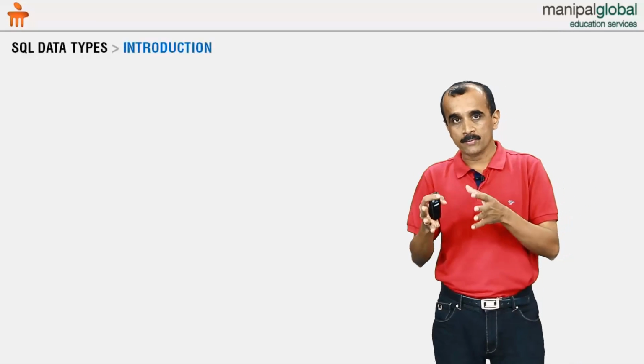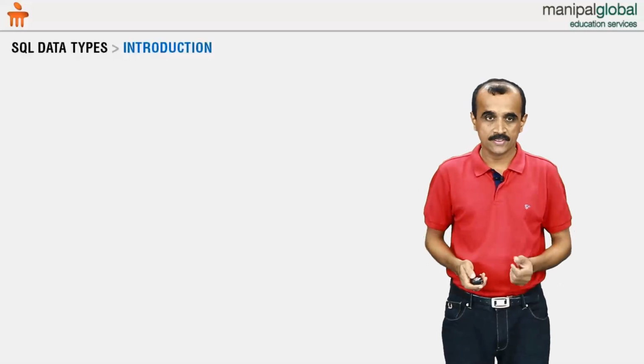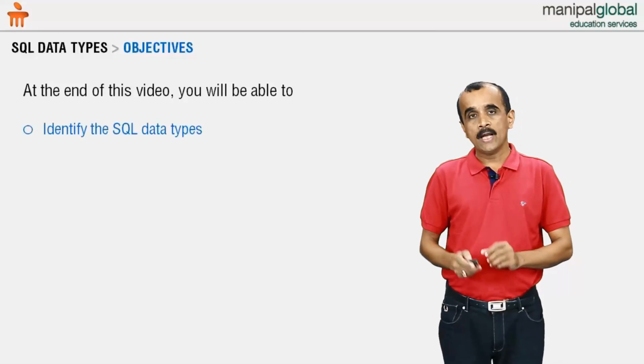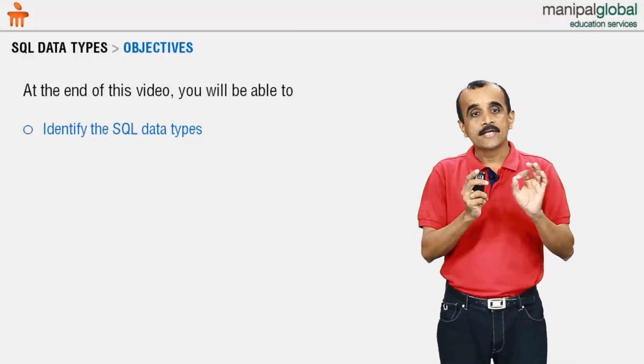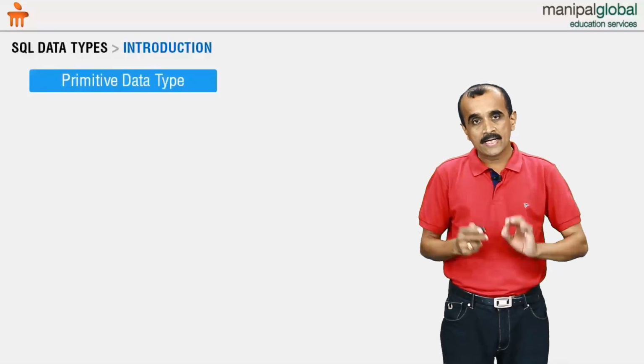After ER modeling, once we have created the tables, we know that tables will have multiple attributes, many columns, and each of these columns can be of a different data type, number or character or these things. So, at the end of this video, you will be able to identify different SQL data types. So, what are these data types?